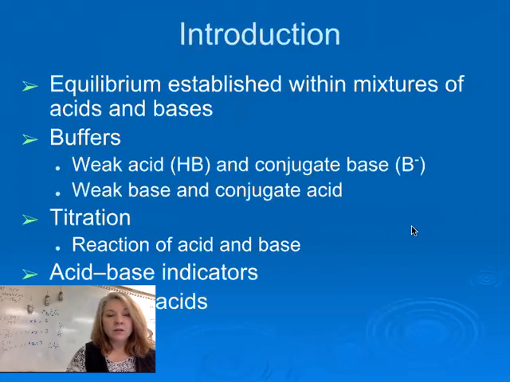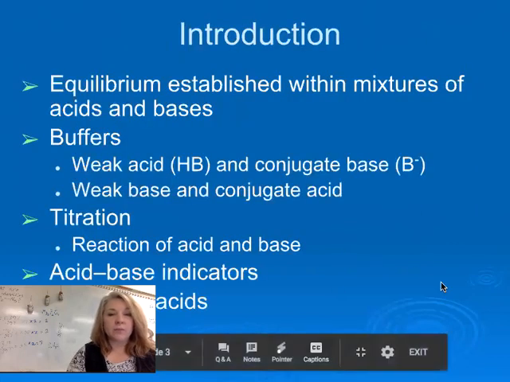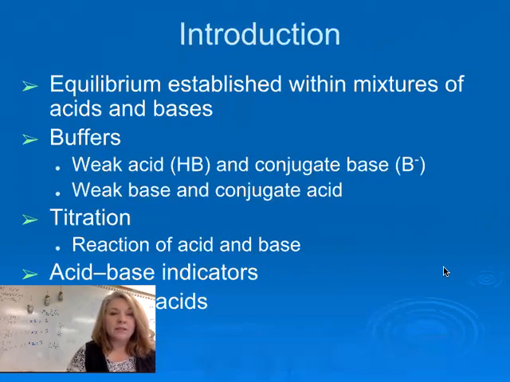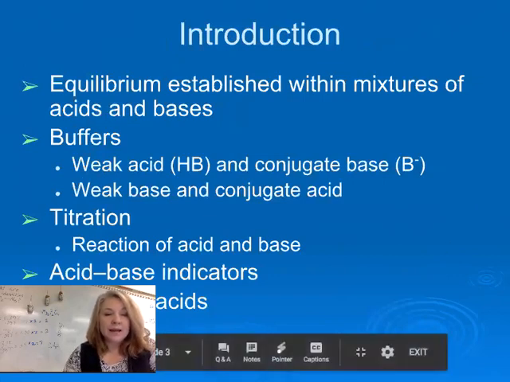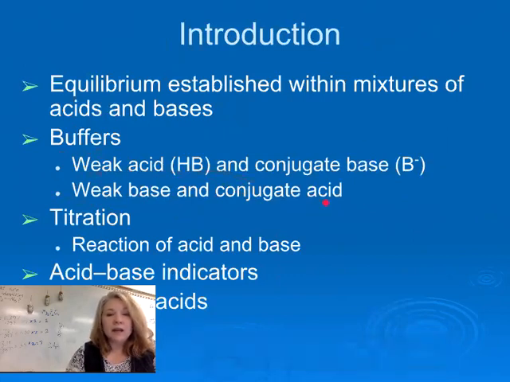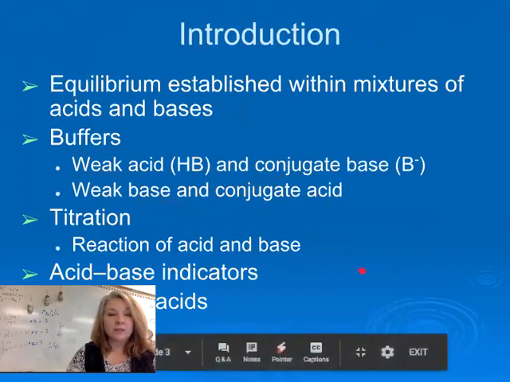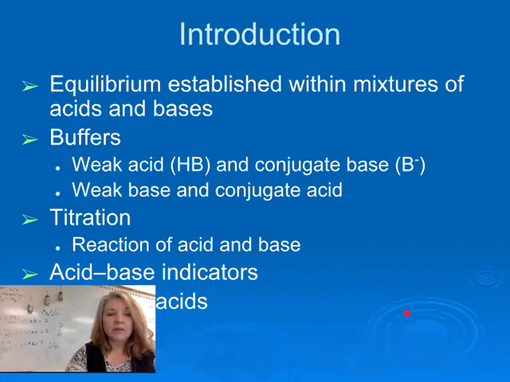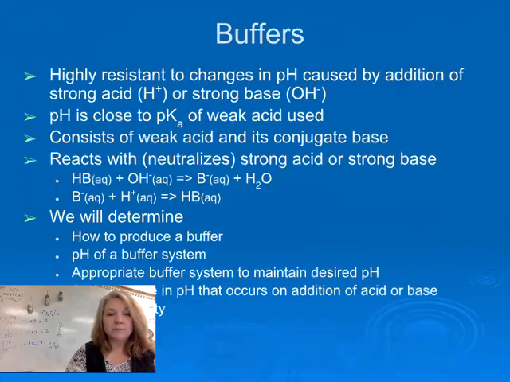So looking at an introduction of buffers, equilibrium is established within mixtures of acids and bases. Buffers are made up of weak acids and their conjugates, or a weak base and its conjugate acid. So you've got to have a weak acid and its conjugate, or a weak base and its conjugate, in order to make a buffer system, okay? And then those are the other things that we'll be looking at as we're going through this process.